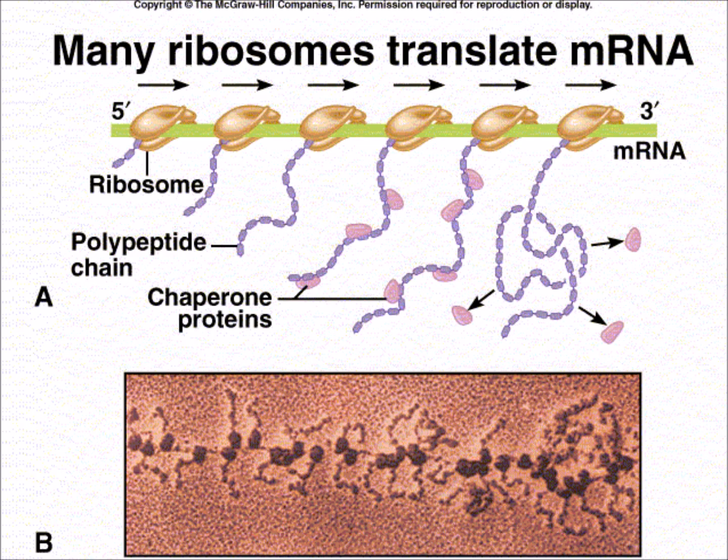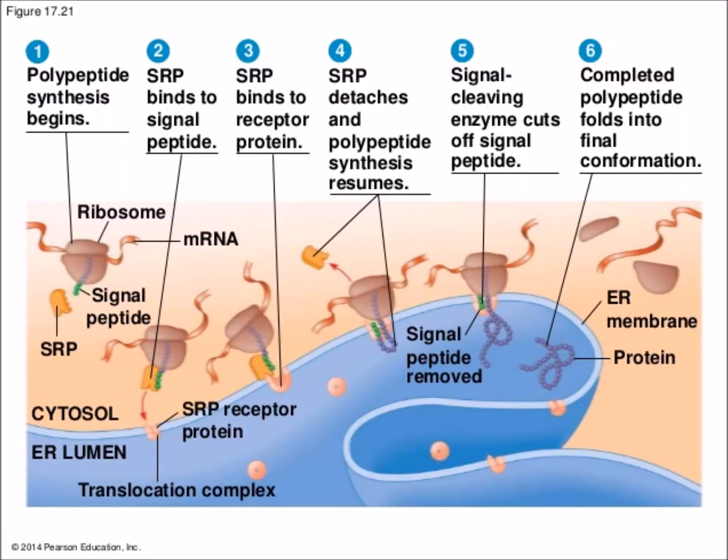Then after that, a signal peptide at the leading end of the polypeptide chain determines the destination, and it takes it to the location it needs to be. Then the signal recognition particle, or SRP, brings the ribosomes to the ER. And that's the last process of central dogma.